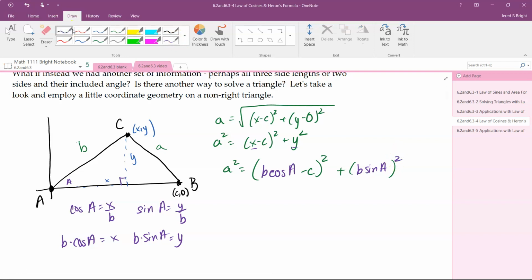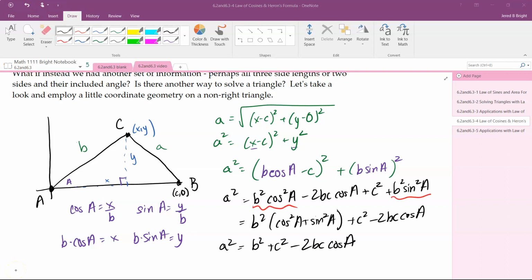Now I'm going to pause the video and write a few more steps. I'm just going to do the algebra. So here's the simplified algebra.